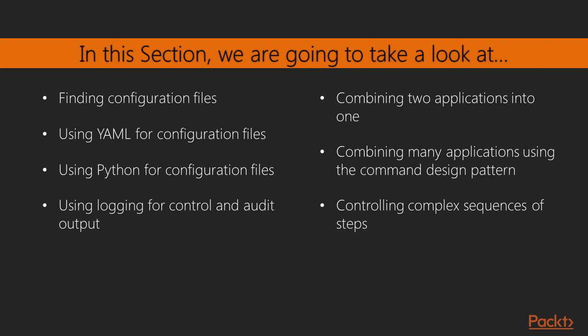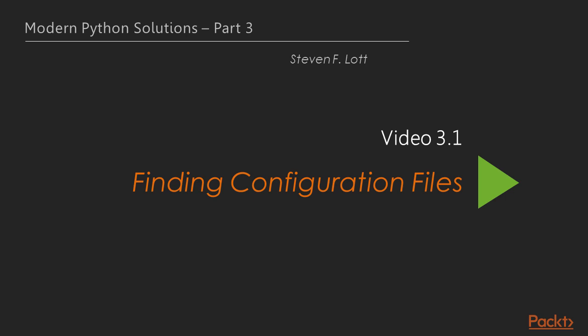We will then step ahead to combine two applications into one, and many applications using the command design pattern. Next, we'll explore managing arguments and configuration in composite applications, wrapping and combining CLI applications. We will also have a look at wrapping a program and checking the output, and to control complex sequences of steps. Let's move to the first video of this section that deals with finding configuration files.